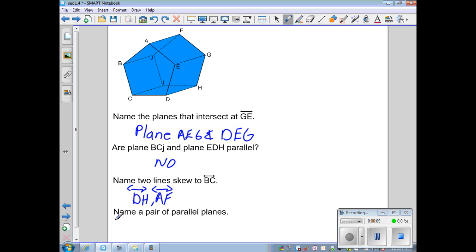Name a pair of parallel planes. The only two planes in the diagram that would be parallel are A, B, C, D, E, and the back of the diagram, which would be F, J, I, H, G. Planes A, B, C, and F, J, I. All other planes are shown to be intersecting at a line inside the diagram, or if you extend the planes, will intersect at some point outside of the diagram.